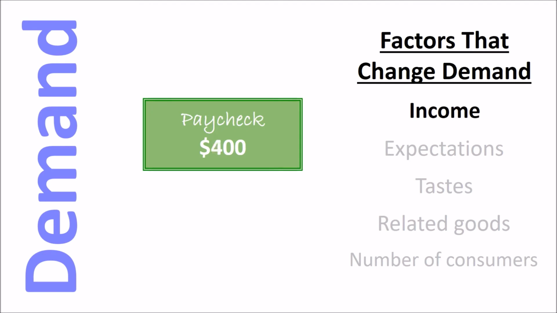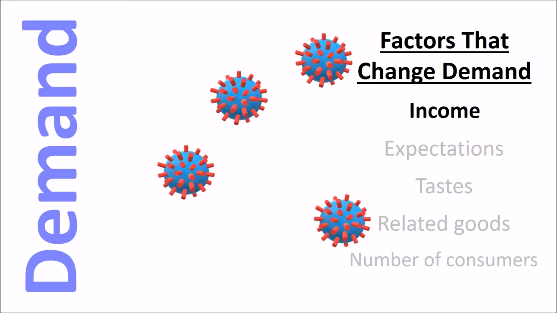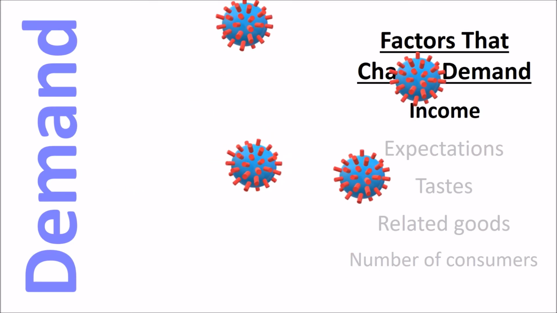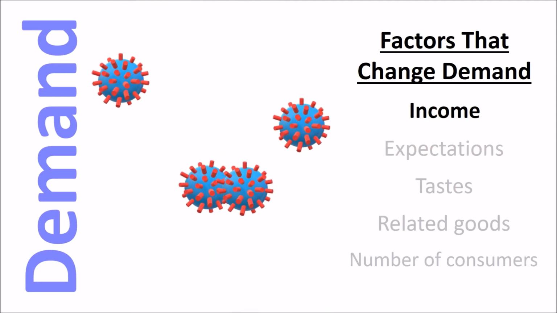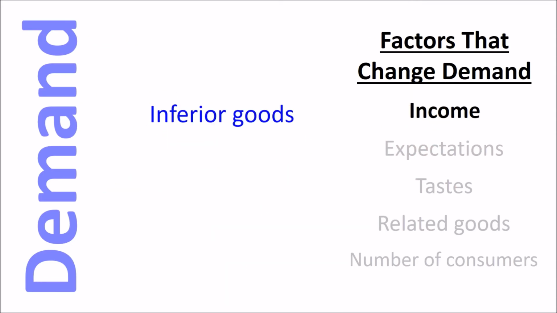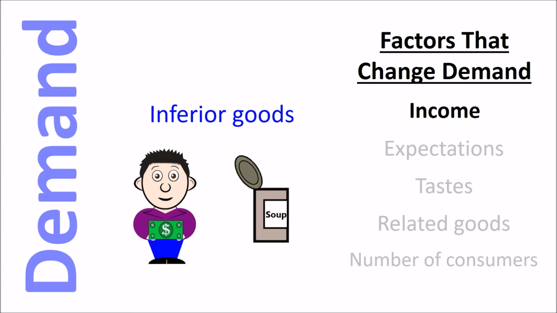If you get a pay cut or lose your job, you are going to buy fewer normal goods. The fact that the coronavirus pandemic has put millions of people out of work has significantly decreased the demand for many normal goods. For things categorized as inferior goods, a change in income can have the opposite effect. For example, someone who gets a pay cut probably buys less steak and more canned soup because it's cheaper.